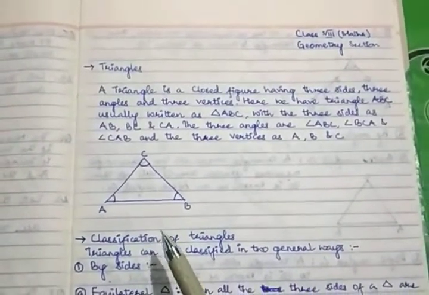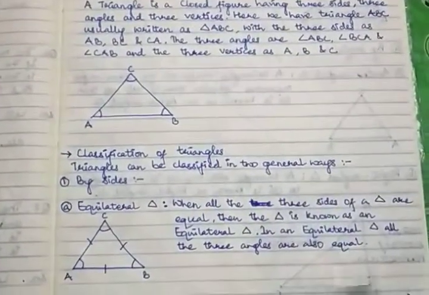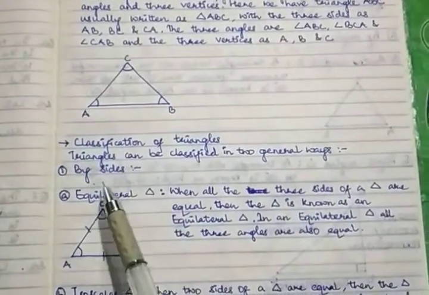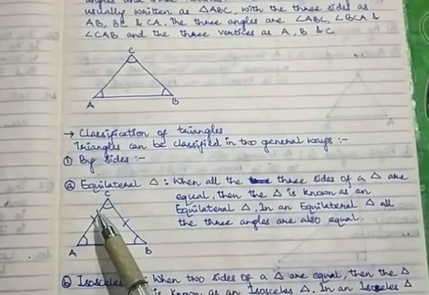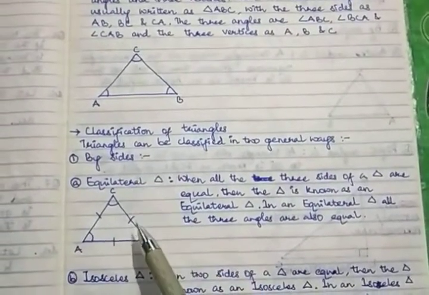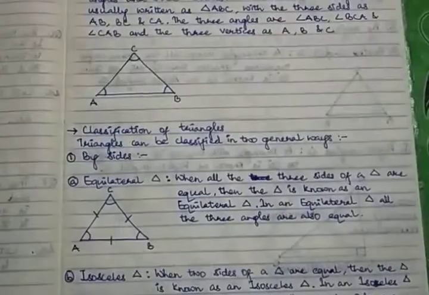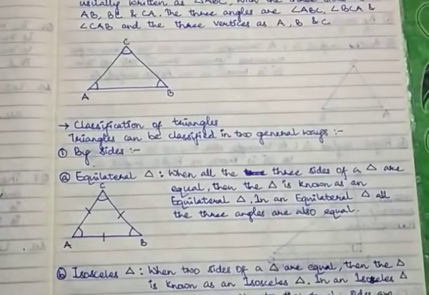Now, classification of triangles. Triangles are classified in two general ways. The first one is by sides, and the second one is by angles, which we will deal with afterwards. So, classifying by sides, first there comes the equilateral triangle.